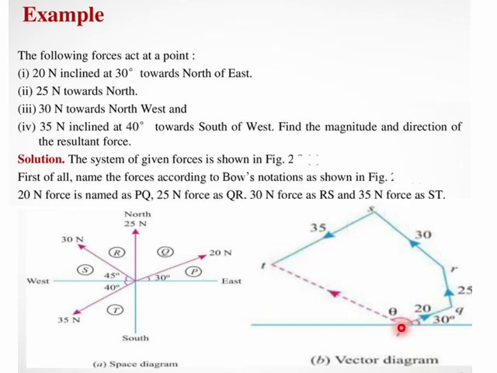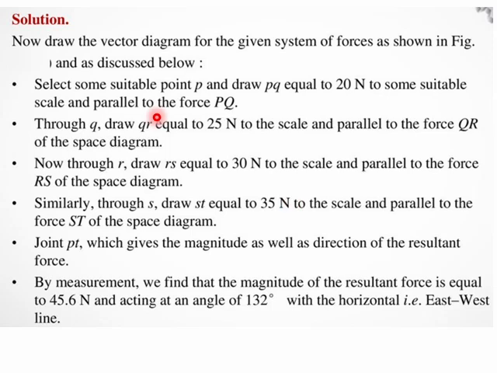Now this system is not a closed system. The final closing side of the polygon represents the resultant of the entire force. So the same is explained here. We have to select some suitable point P and draw the PQ with the first force 20 Newton at 30 degrees, and then the second force 25 Newton, the third force 30 Newton, the fourth force 35 Newton. So when we join all these, the polygon will not close.